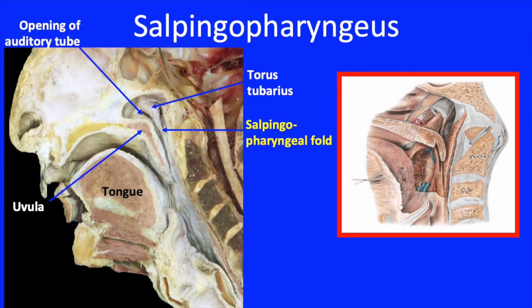Let me remind you where the salpingopharyngeal fold is. It is a tube-like structure that is the continuation of the torus tubarius, as shown in the dissection on the left. The salpingopharyngeus muscle is just deep to the fold and is a muscle we use to help raise the pharynx upwards as we swallow. When the muscle contracts, the auditory tube will open up.